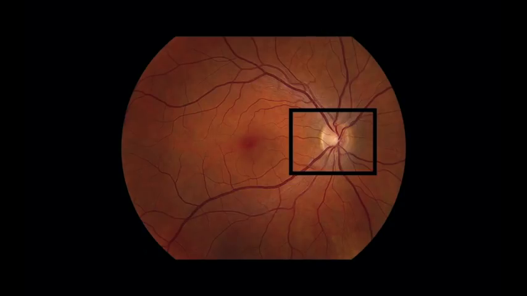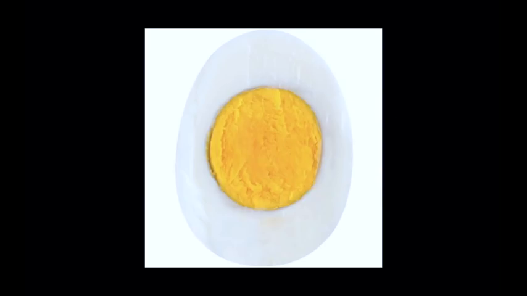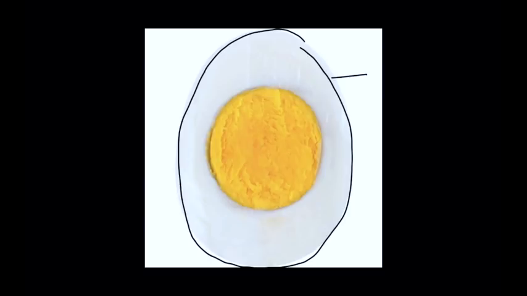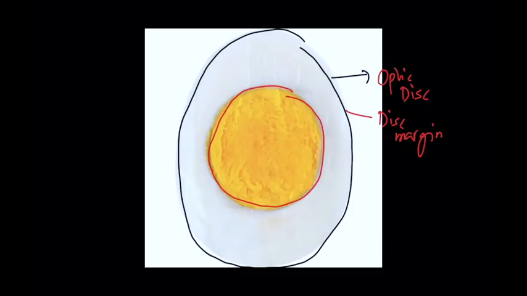Let us just focus on this area now. Just imagine the optic disc to be like an egg which is cut into half, and you can see these structures very clearly. Now you can see this part, this margin. What do you call this? This is called the optic disc in its entirety. So this is the disc margin. And what you see inside this part is the cup. So this is the cup margin.